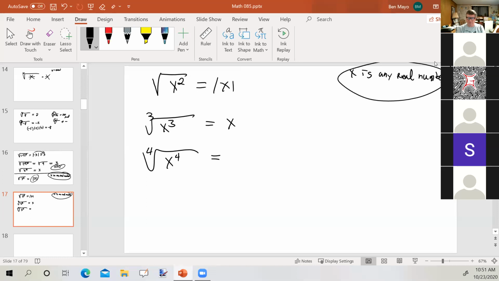What's the fourth root of x to the fourth? That one would be absolute value x, because it's even. Good. Okay.